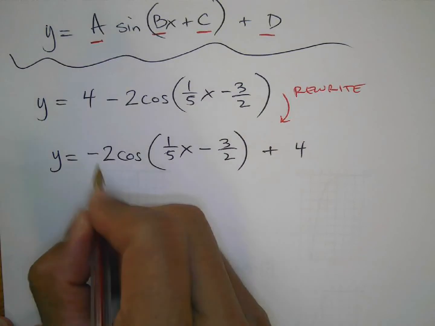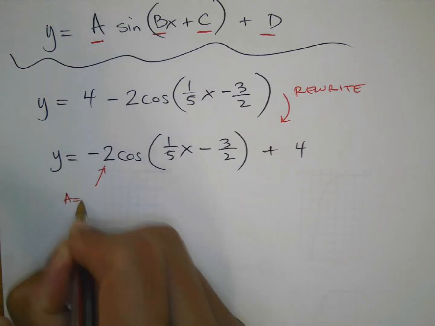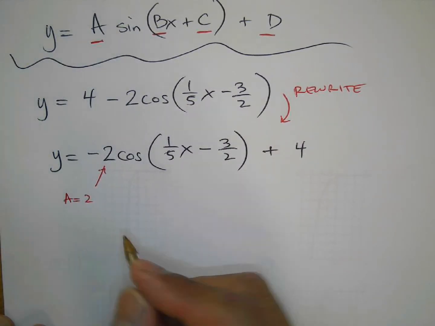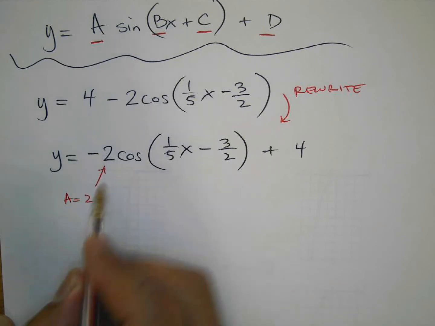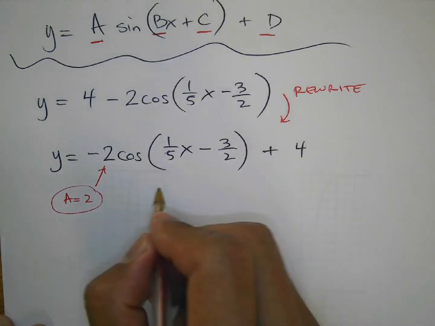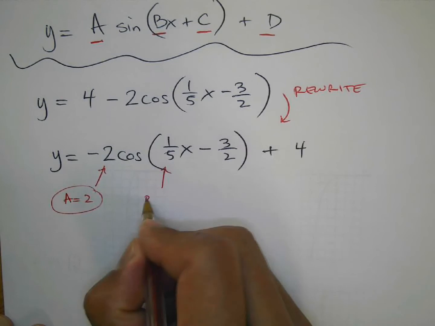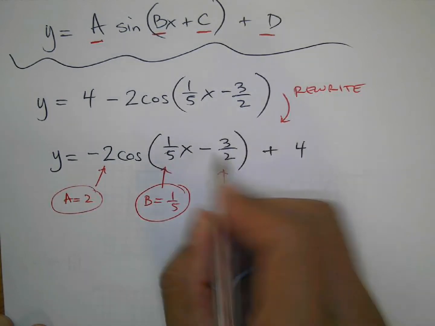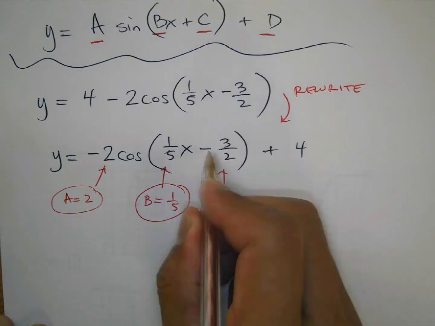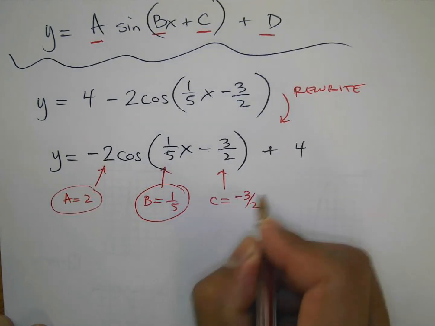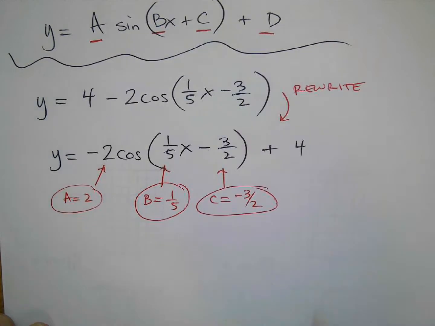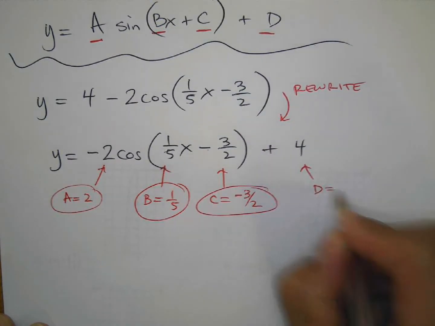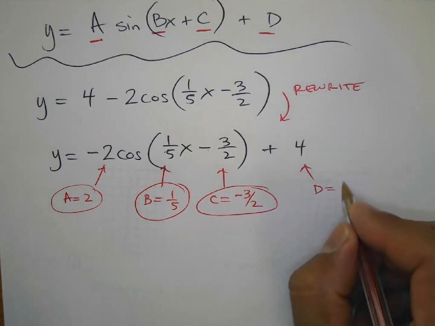So here we go. I got A is equal to what? 2. That's our amplitude. Remember, it's not negative. Negative is for the cosine. B is 1/5, that's my value of B. I'm going to write it over here. Make sure you write it. C is a -3/2. Watch the sign on the C. C is -3/2, and D is positive 4.